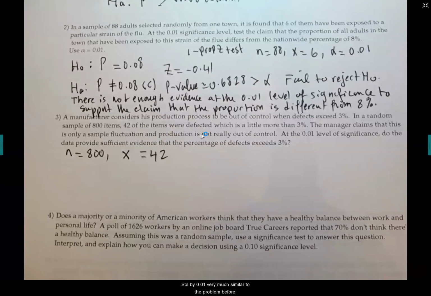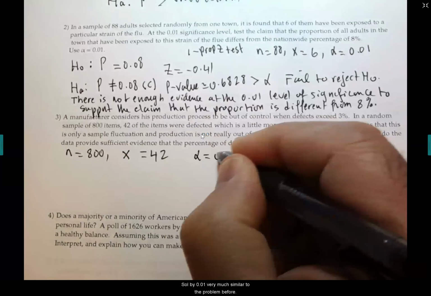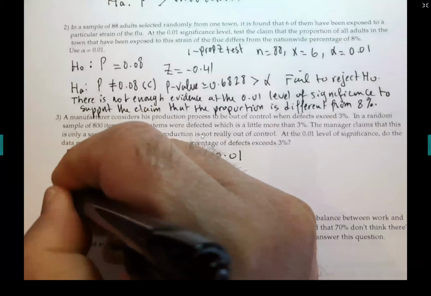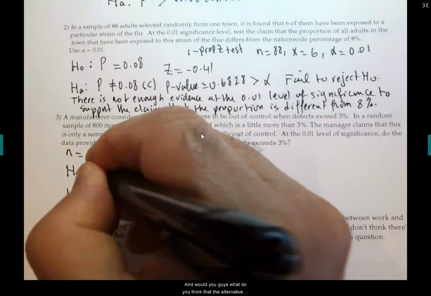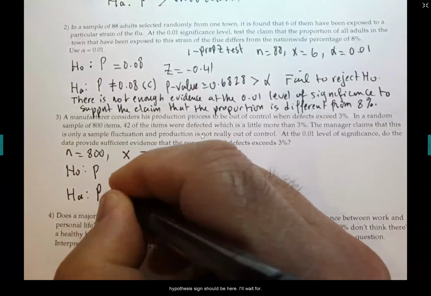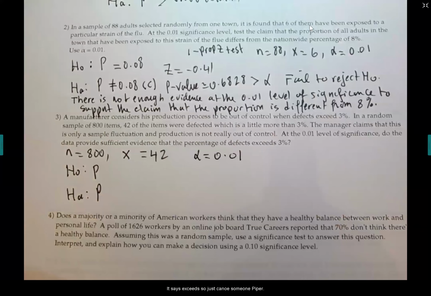Okay, just so alpha is 0.01, very much similar to the problem before. Ha, and what do you think that the alternative hypothesis sign should be here? It says exceeds, so can someone type it?